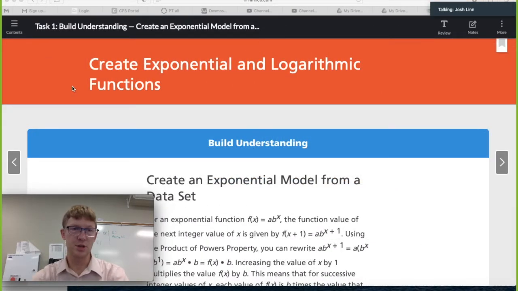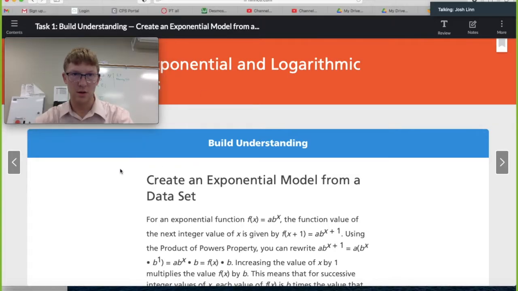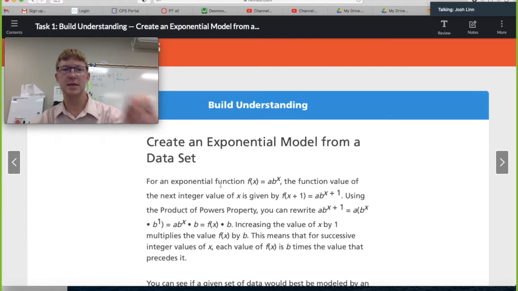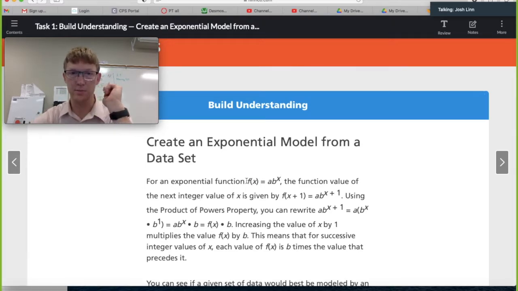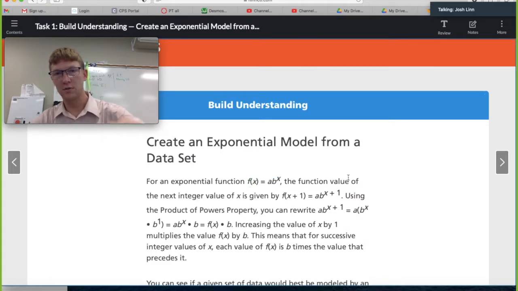All right, before we jump into this, we need a little bit of background. If we create an exponential model from a data set, we have an exponential model. Here's our function. Again, we are using letters. The function value of the next integer value of x is given by f of x plus 1.